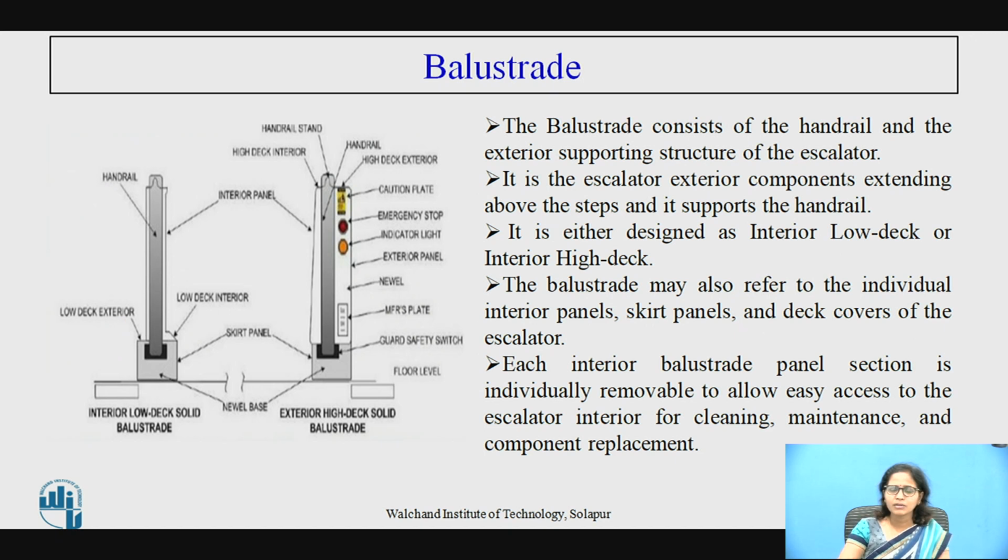So next comes the balustrade. The balustrade, you can see, consists of the handrail and the exterior supporting structure of the escalator. It is the escalator exterior components extending above the steps and it supports the handrail. It is designed as either an interior low deck or an exterior high deck. They can also be referred to as the individual interior panels, the skirt panels, and the deck covers of the escalator. Each interior balustrade panel section is individually removable to allow easy access to the escalator interior for cleaning, maintenance and component replacement.